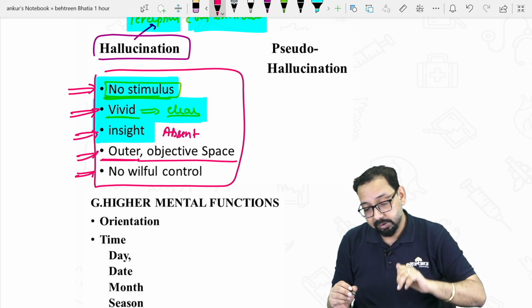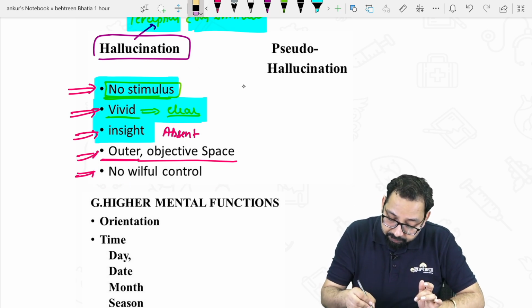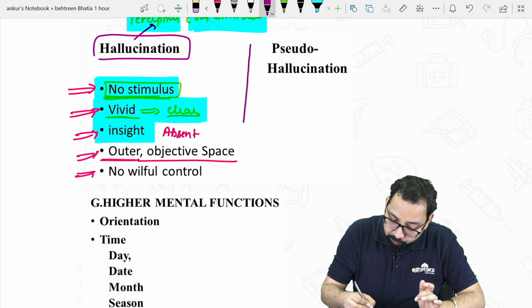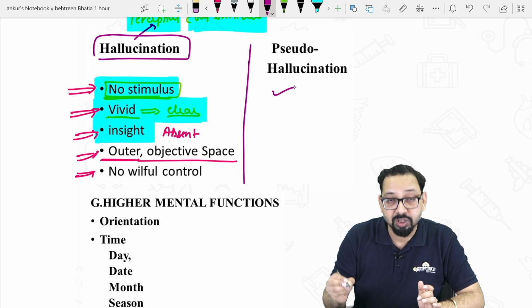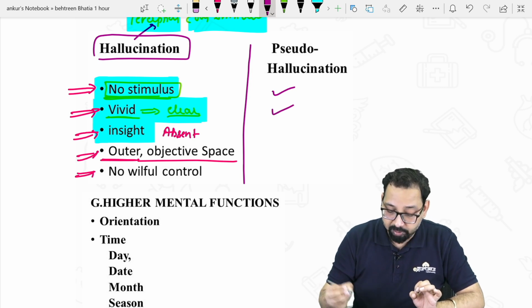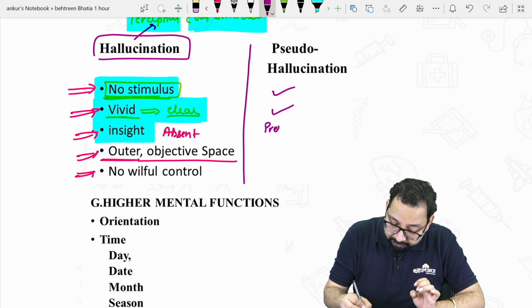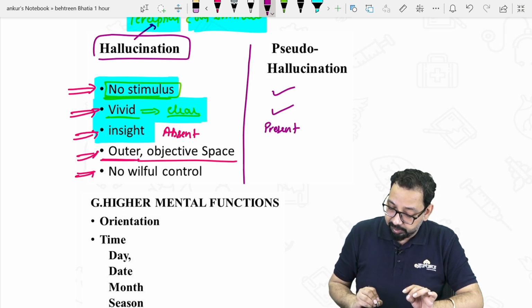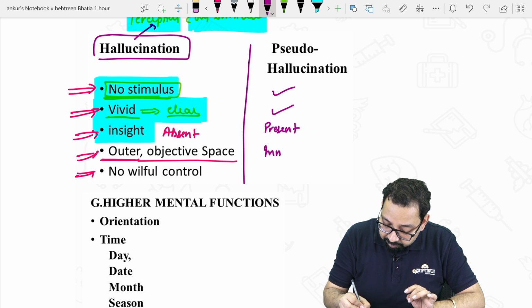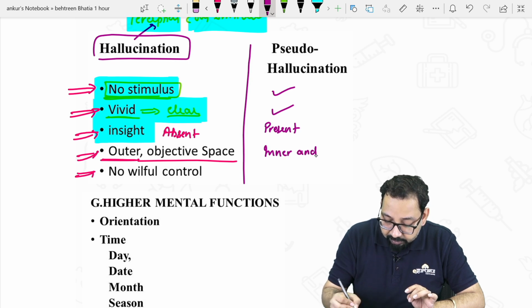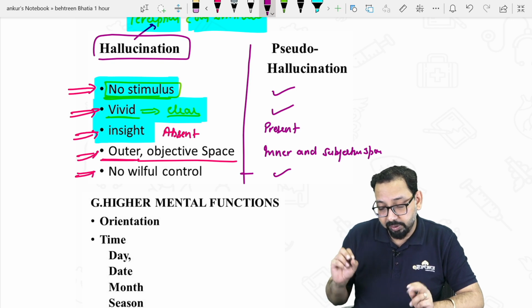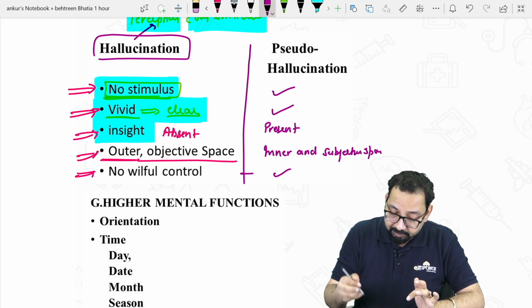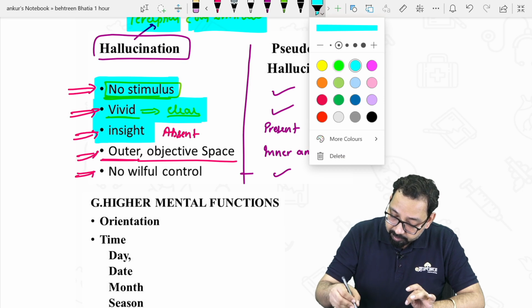A question is asked about what is the difference between true hallucination and pseudo hallucination. Everything is same. Pseudo hallucination, no stimulus. They are clear, but insight is present. They are at inner and subjective space. And there is no willful control. Yes, everything is same except these two.